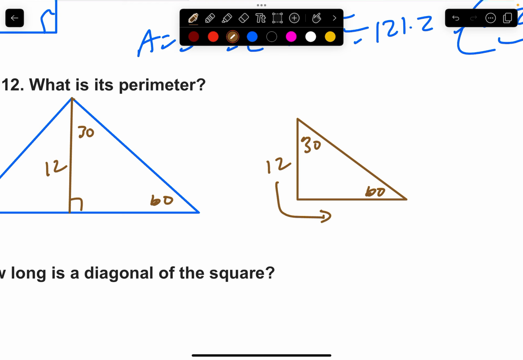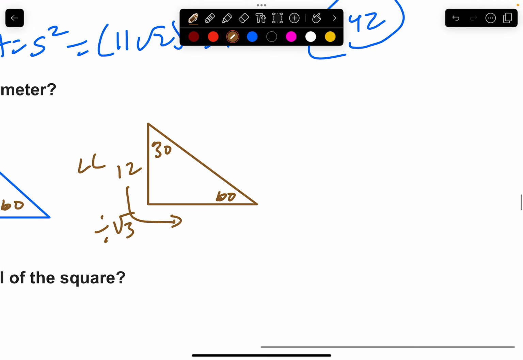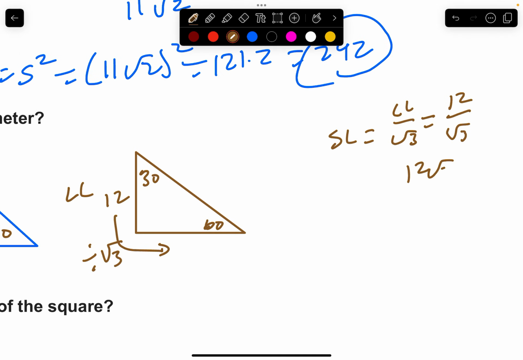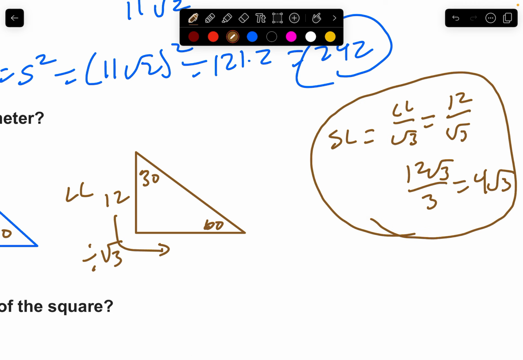How do you go from the long leg? We're going to divide by root 3. Remember that the short leg equals the long leg divided by root 3. So that would be 12 divided by root 3, which would be 12 root 3 over 3, which would be 4 root 3. I really want you to get better to the point where you don't have to write any of this, where you go 12 to 4 root 3 without writing a single thing down. And then the hypotenuse would be 8 root 3.